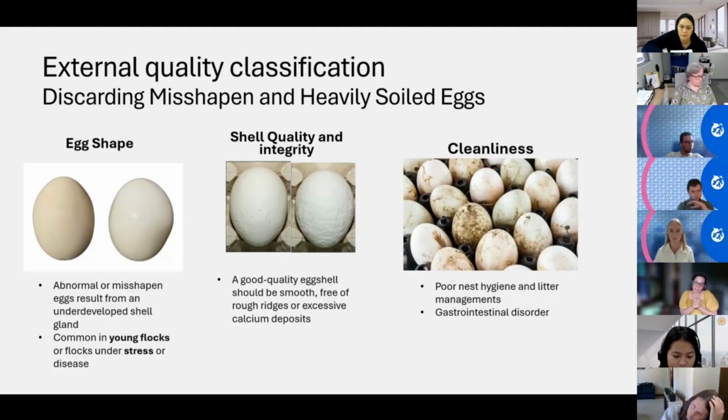So what about cleanliness? We should avoid by all means hatching this kind of egg. But sometimes there are eggs that are just there on one side, and it's very hard to catch them, but still we should be making sure that the eggs are very clean. For instance, in this example, it is probably a gastrointestinal disorder that will accompany perhaps other issues during my incubation process.